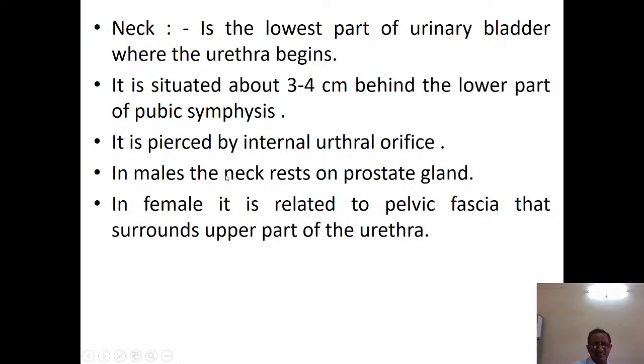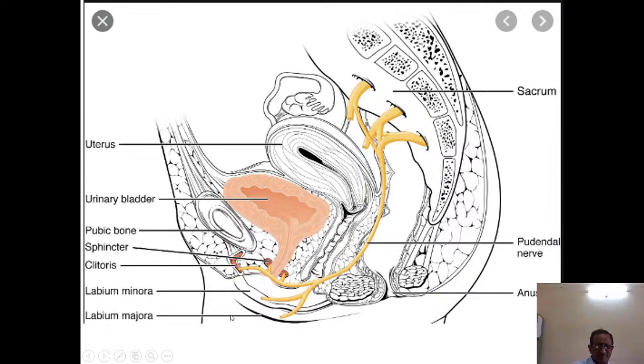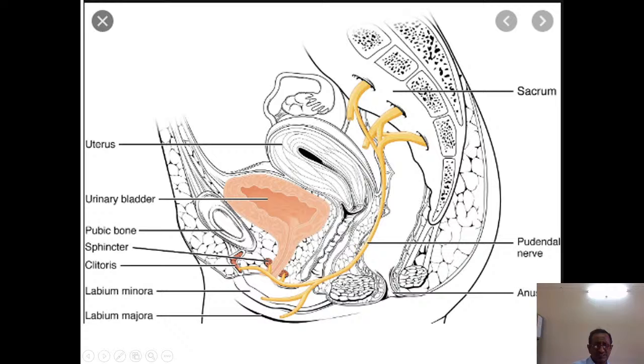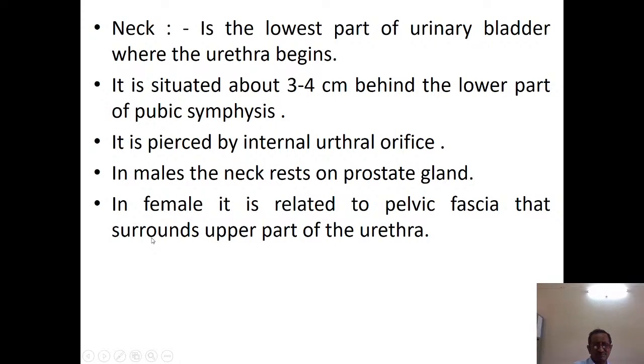In male, the neck rests on the prostate gland. In female, it is related to the pelvic fascia that surrounds the upper part of the urethra. So in the male, the urethral opening is surrounded by the prostate gland, whereas in female, it is resting only on the fascia. Pelvic fascia, okay.